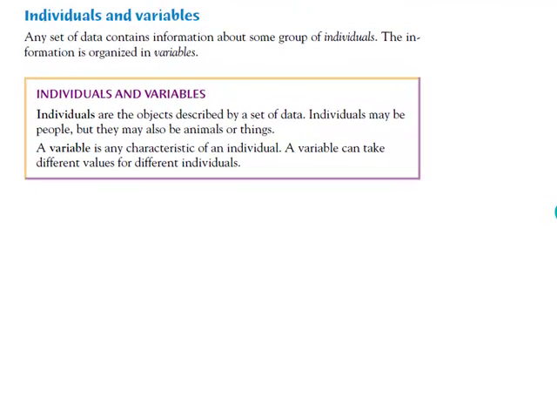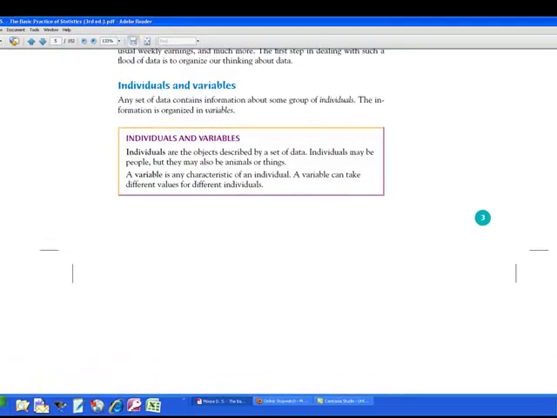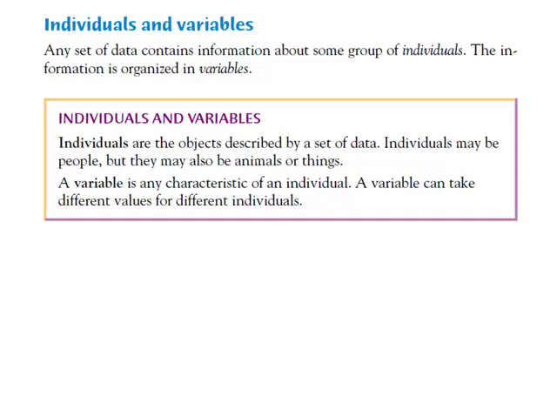First of all, in statistics we use the words individuals and variables. So individuals are the objects described by a set of data. Individuals may be people, but they may also be animals or things. And a variable, so an individual, like if we're talking about wines, the individual might be each wine. If we're talking about a study about grades at a university or something like that, the individual might be the students. And then we have a variable, and a variable is any characteristic of an individual.